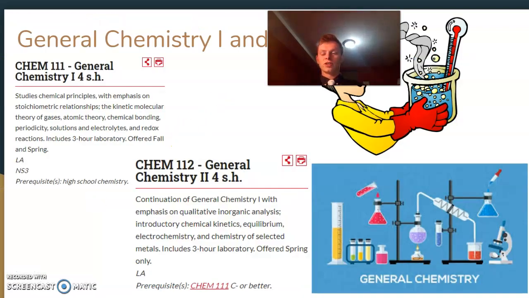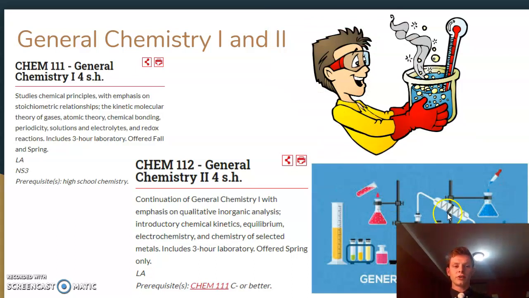So, getting back into the chemistry. General chemistry 1 and 2 is the start. What I've done, in the essence of time, because I only have 15 minutes with this web page that I'm using to record the video, is I've gotten the most simplest form of what the classes are that you're going to take in a chemistry major and outline them. So you'll see here in the top left corner where my cursor is that General Chemistry 1 involves studying of chemical principles, emphasis stoichiometric relationships, the kinetic molecular theory of gases, atomic theory, chemical bonding, periodicity, solutions, electrolytes, redox, blah, blah, blah.